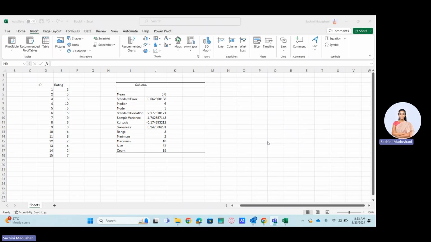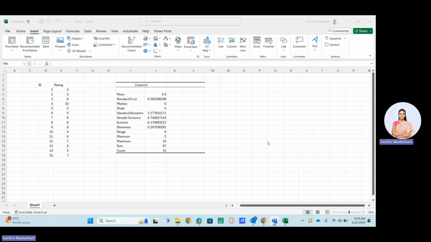When we have more than one categorical variable, we do not use a simple bar diagram. Then we can use a multiple bar diagram, subdivided bar diagram, or percentage bar diagram. This is the way we can analyze in the descriptive way, using Excel, only the descriptive part.